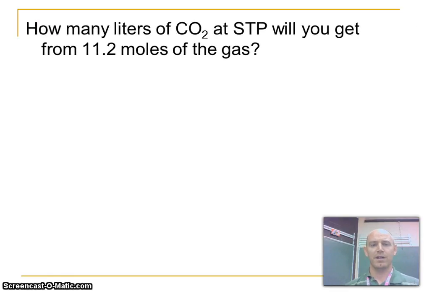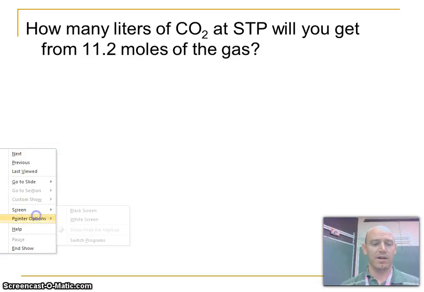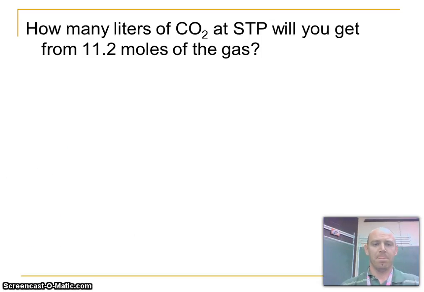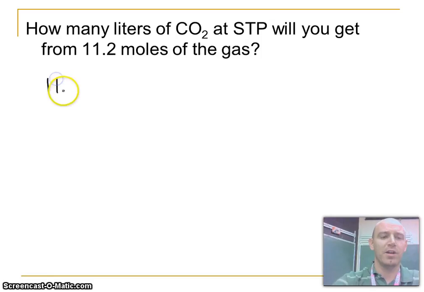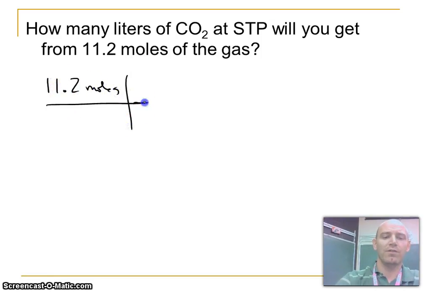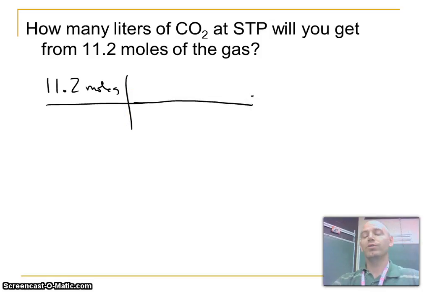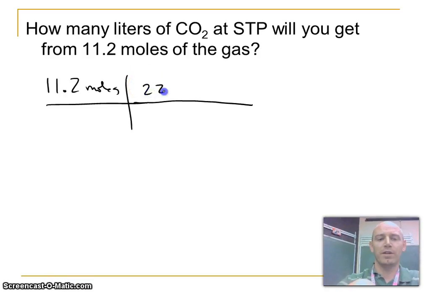Let's take a look here at a sample problem. How many liters of CO2 at STP, it's important to establish that it's at STP, will you get from 11.2 moles of the gas? So we're going to go ahead and write down our starting point, 11.2 moles. And we are going to convert moles into liters using molar volume. Molar volume is 22.4 liters per mole. So 22.4 liters per 1 mole.